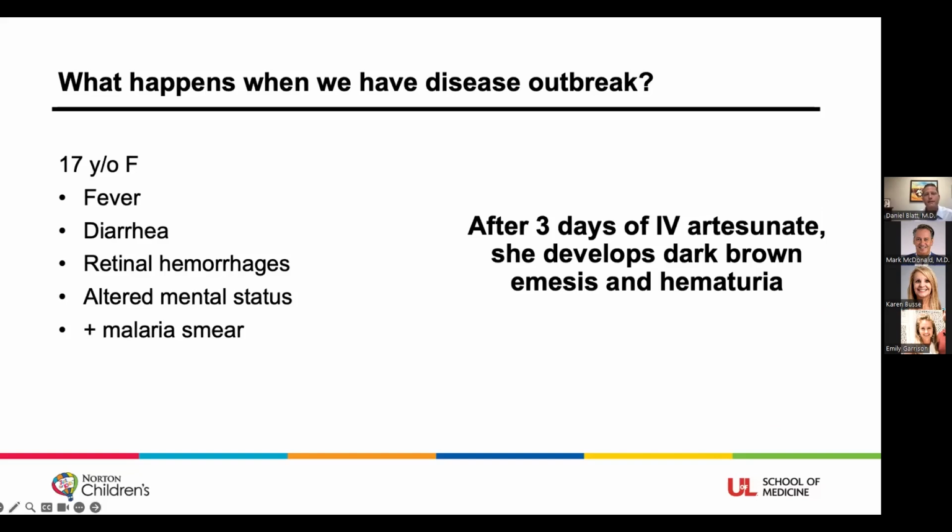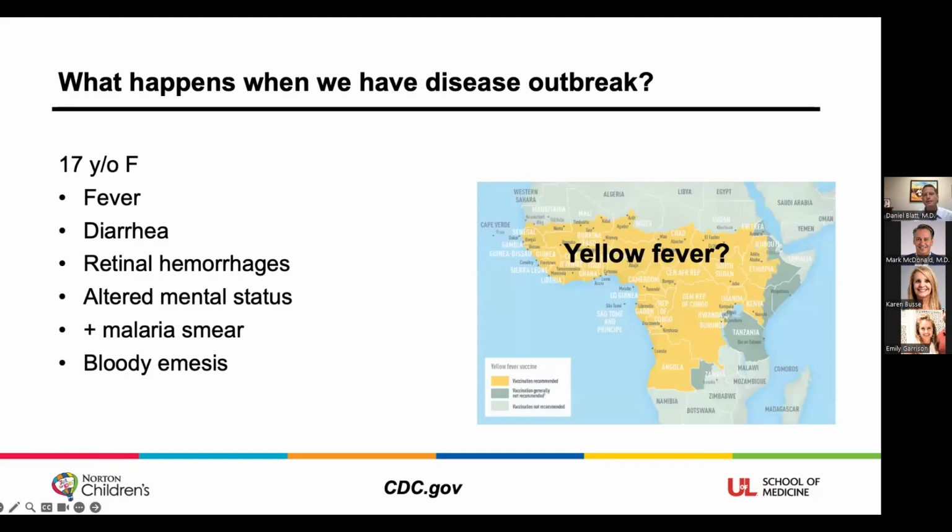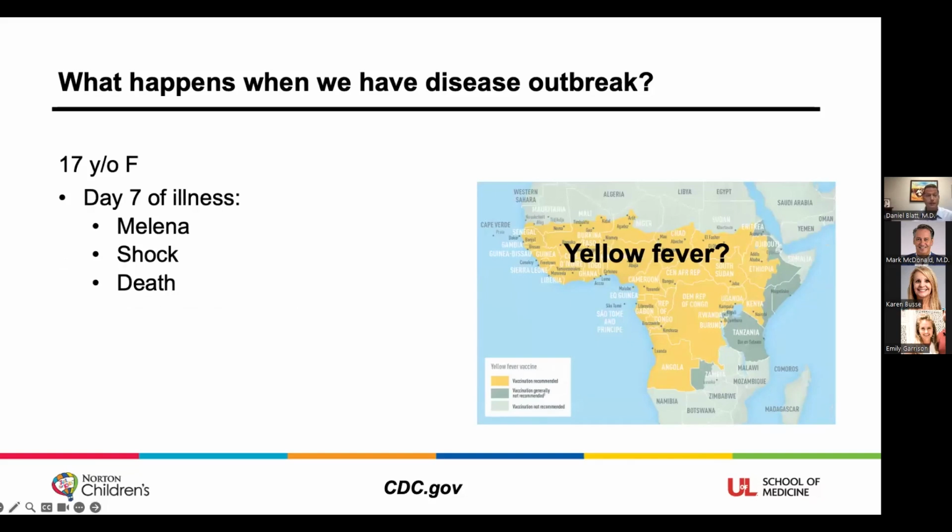You treat her with IV artesunate, but after 3 days, she develops coffee ground emesis and hematuria. And this seems a bit unusual for a course of malaria. So maybe it's something else in addition to malaria. This could be something like yellow fever. Unfortunately, yellow fever can be quite fatal, and on day 7 of illness, she develops melena, shock, and she passes away.